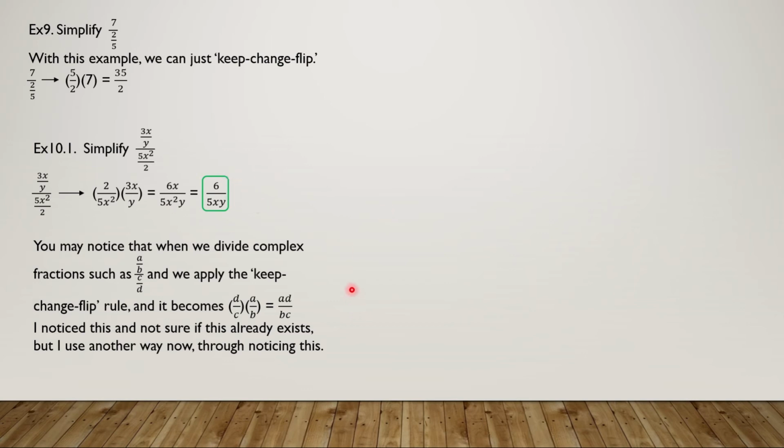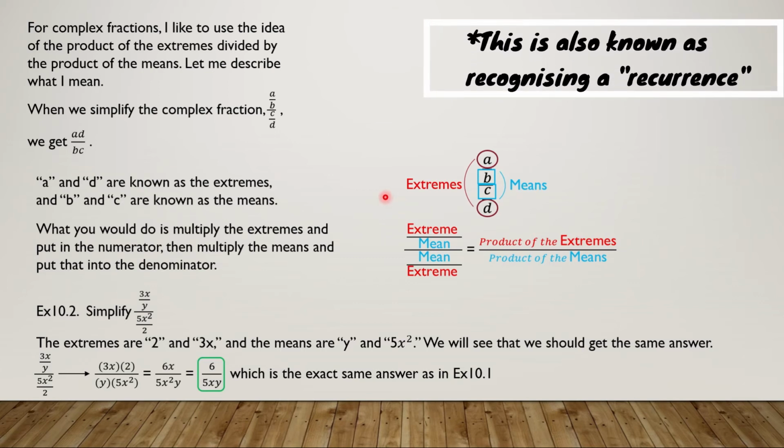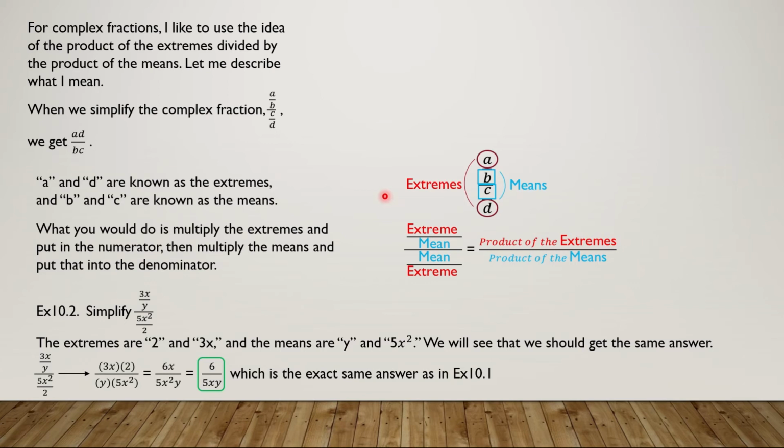Now, as I was learning the keep, change, flip rule, I started to recognize a pattern, and I'm not sure that this is a formula that's out there or anything yet, but I decided to play around with it, and I saw that whenever there was a fraction on the top and a fraction on the bottom, they would always produce the same answer. And instead of simplifying the answer, I decided to keep them separated and just leave them as they're already factored out and see what kind of answers I get.